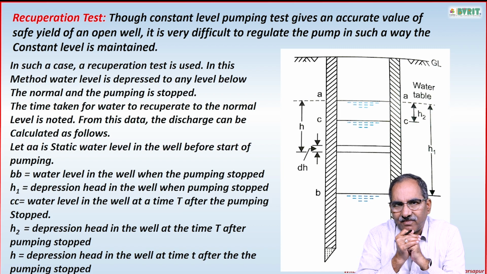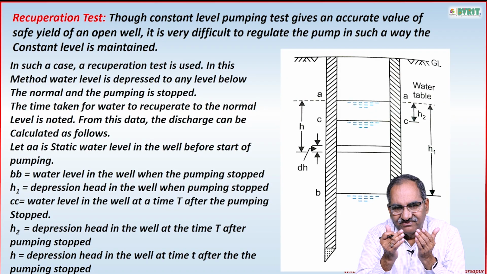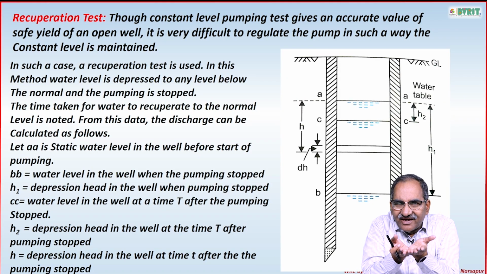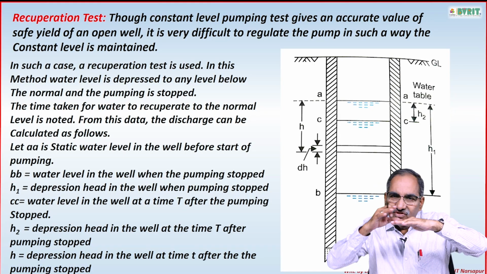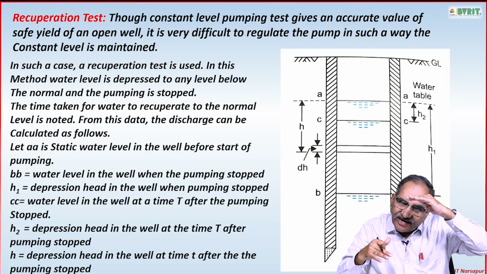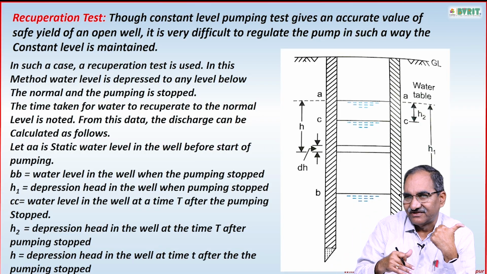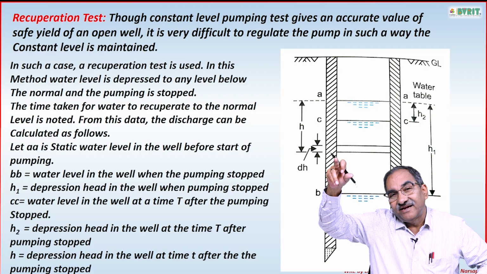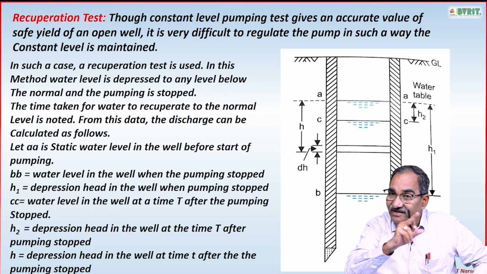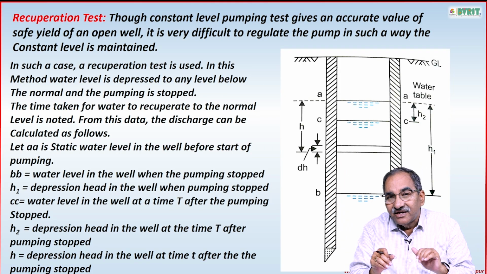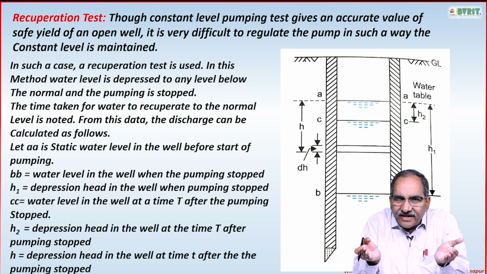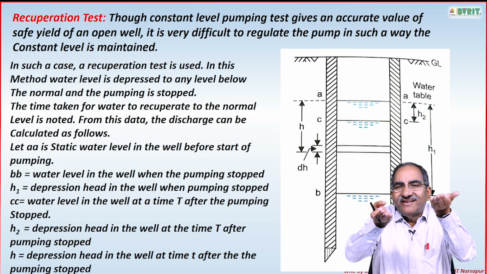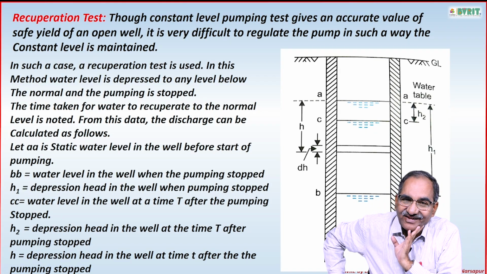Coming to the second method I mentioned, it is the recuperation method. Recuperation means that on its own it is regaining its level. The previous one is constant level pumping, which means the level in the well should be maintained as constant. How is that maintained? By regulating the speed of the pump. That is the first thing. Then in this method, recuperation, the well is allowed to recuperate. It is given some time to regain its level. That is what we call the recuperation test.